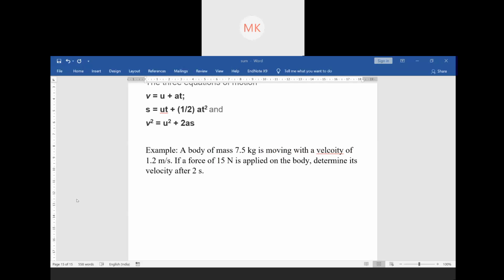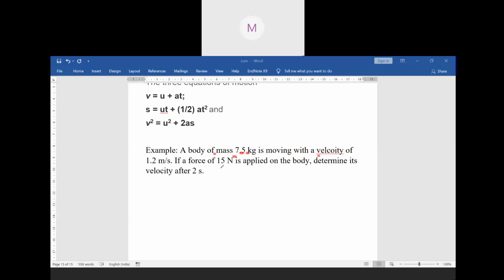Yes, sir. Thank you. So just try to do this one. Here try to understand the concept. I won't give you the total hint. I'll give you some hints. First of all, a body of mass m is 7.5 kg, right? And velocity is 1.2 meter per second. Mass is 7.5 kg, velocity is 1.2 meter per second, and the force is given as 15 Newton.